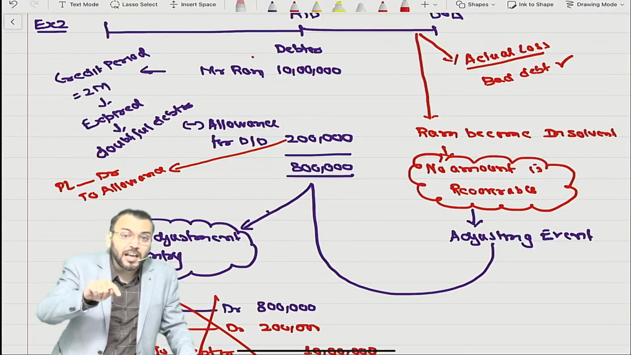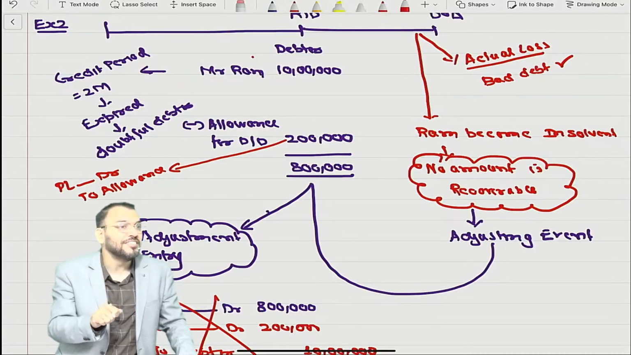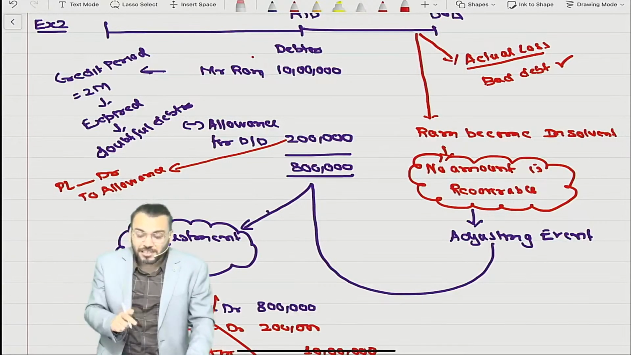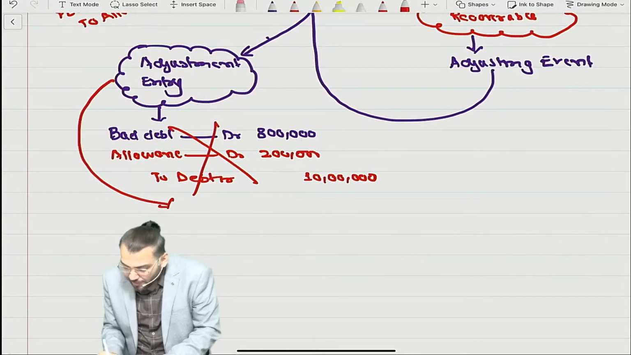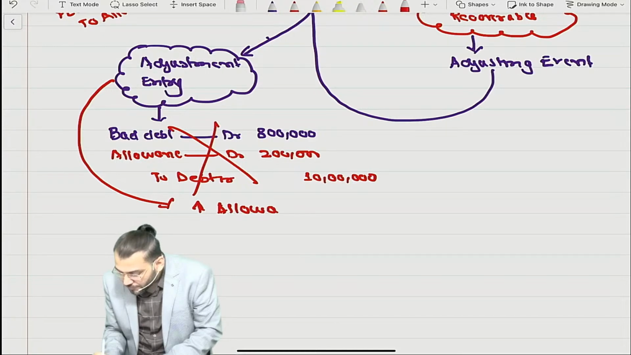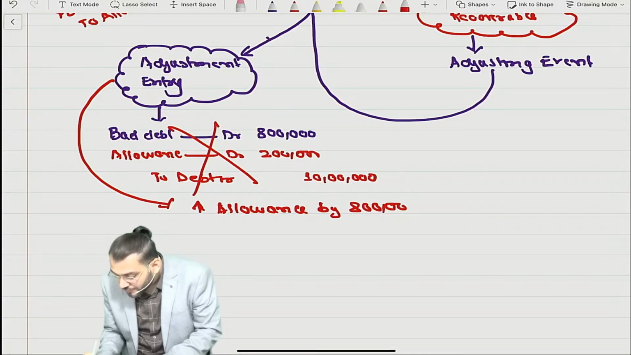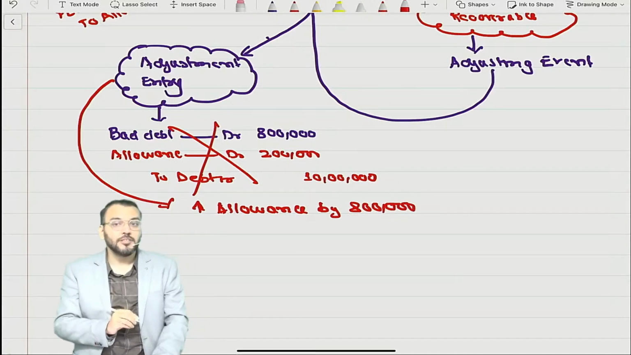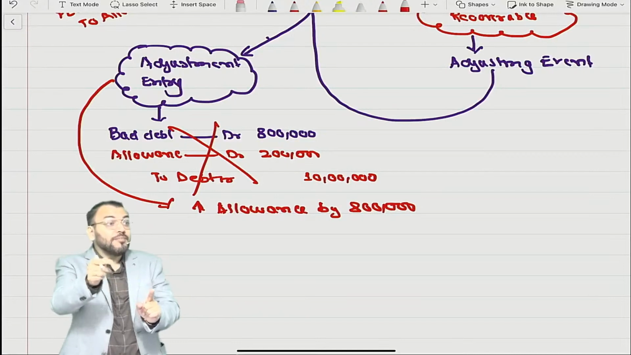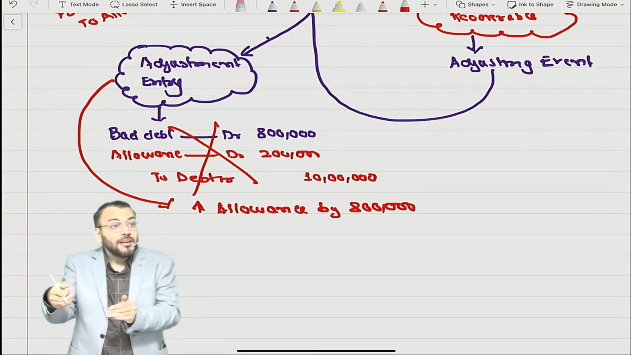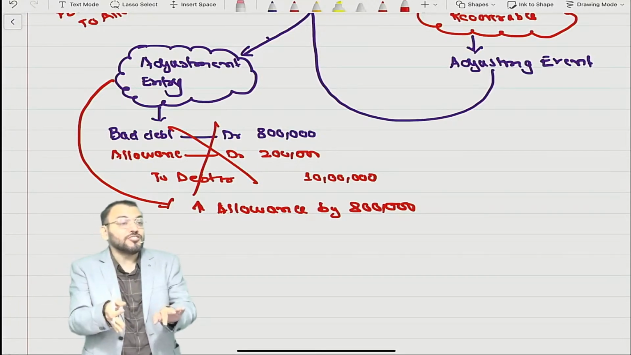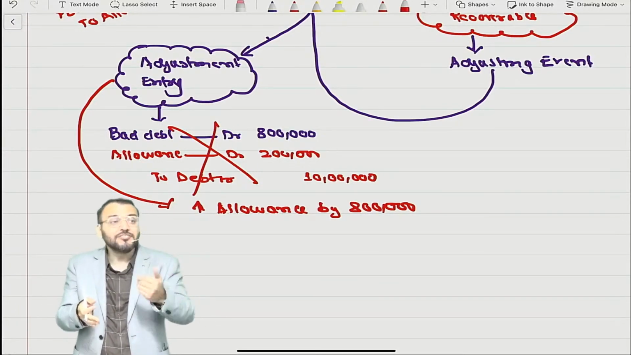So you should increase the amount of allowance by how much? 8 lakh. Can I say what will be the adjustment entry? Adjustment entry will be what? Increase allowance by 8 lakh. This is the adjustment entry. Means the objective is to provide true and fair information to the user of the financial statement. Some event occurs after reporting and before approval of the financial statement, we provide that evidence.